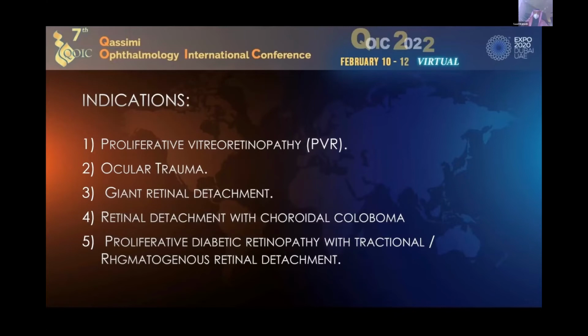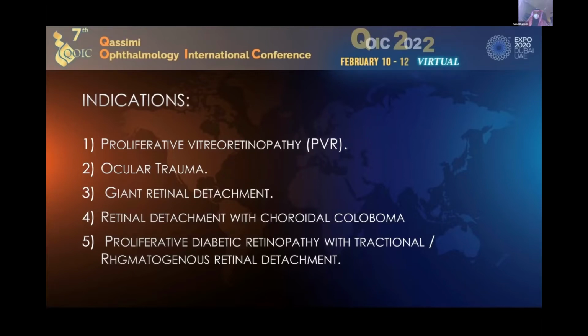Now, we went through the indications in the previous speech, but mainly I'm just going to go through them. The complicated retinal detachment with PVR, specifically acute retinal detachment, ocular trauma, giant retinal tears, choroidal coloboma associated retinal detachment, and finally diabetics, whether it's a tractional or a combined tractional rhegmatogenous detachment. Silicone oil can also, as we said previously, be used in patients who have to travel immediately post-op or patients who have difficulty in positioning.